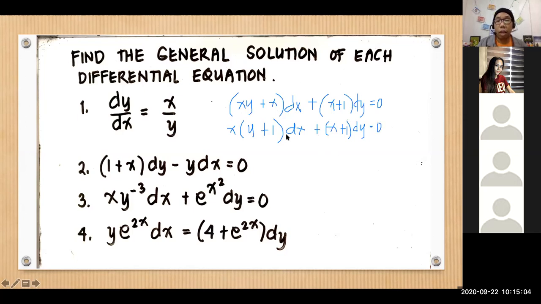So our objective here is to make this term a pure function of x and this term a pure function of y, okay, for us to be able to proceed to the next step, which is the integration. Okay?